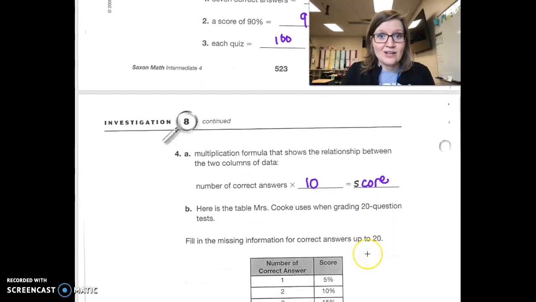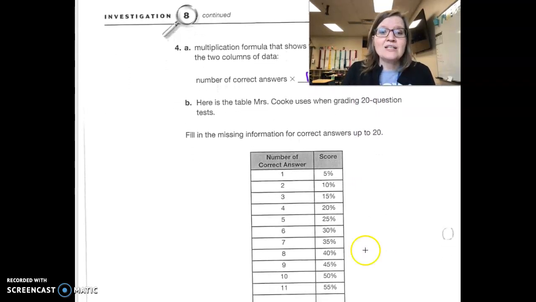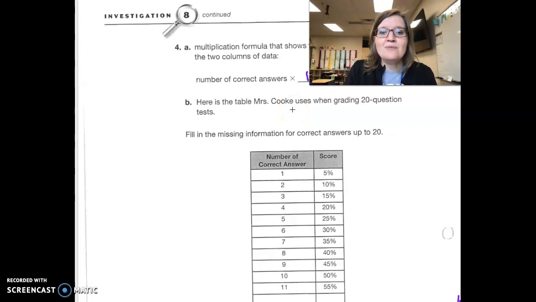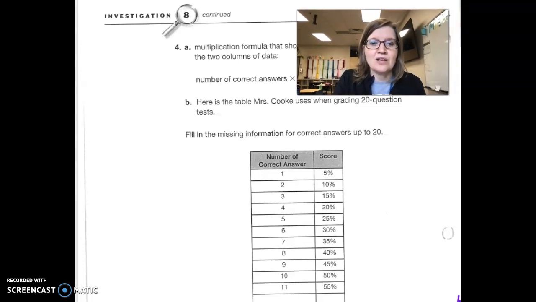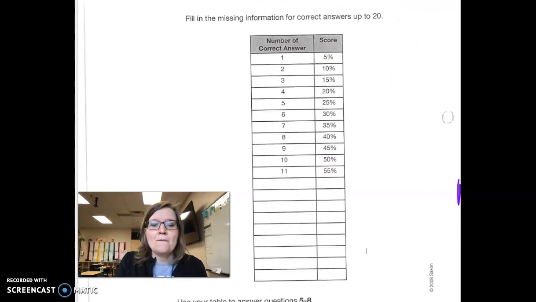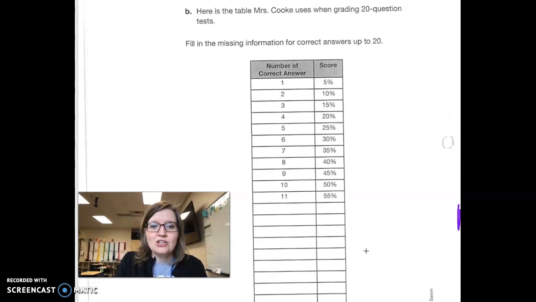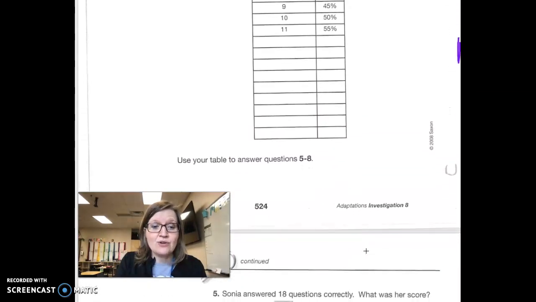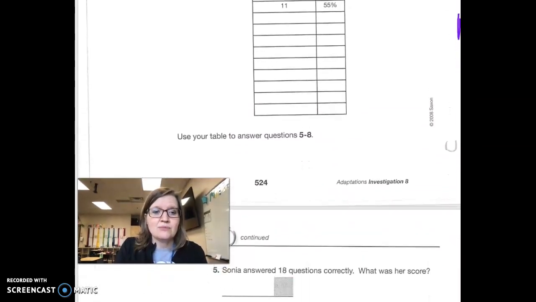So here it gets more complicated. We have Mrs. Cook using a 20 question table. I'm going to expand my 20 question table. She's grading 20 tests. Find the missing information for correct answers up to 20. I'm going to see if I can move myself down here and scroll my page up. So let's look at this table for questions 5 through 8.